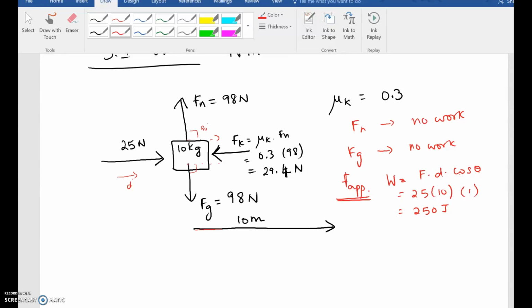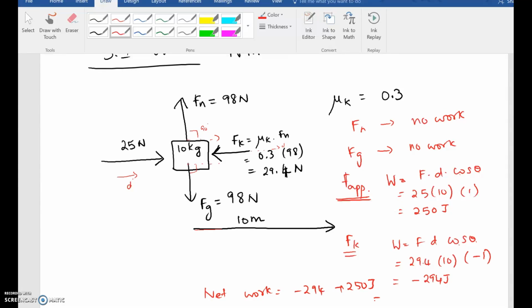What about friction? Friction goes to the left, whereas the displacement is to the right. So the angle between the two is 180 degrees. So work done by friction will be Fd cosine theta again, which is 29.4 newtons times 10 times cosine 180, which is negative 1. So that gives negative 294 joules. So the net work is negative 294 plus 250 joules, which is negative 44 joules. So the total work done on the object is going to be negative 44, which is the reason why it slows down.